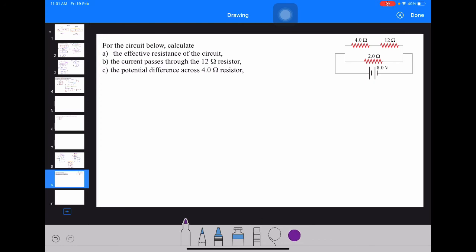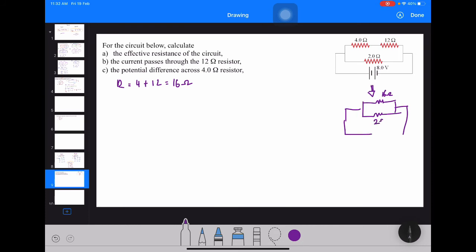Okay, first things first, you can redraw this one. You can simplify the 4 and 12 ohm in series. So R equals 4 plus 12, which equals 16 ohm. So I can redraw this one, and then it becomes 16 ohm and 2 ohm. The power supply is 8 volt.